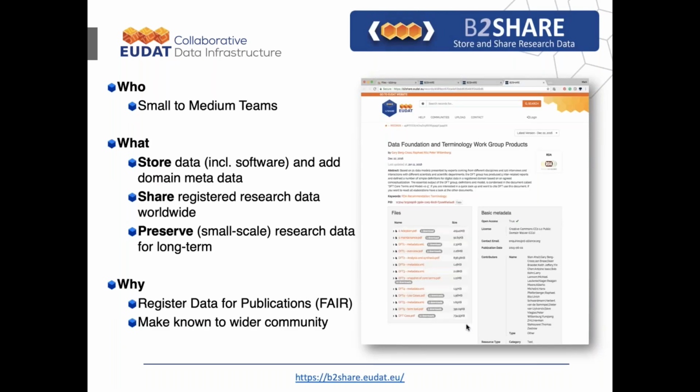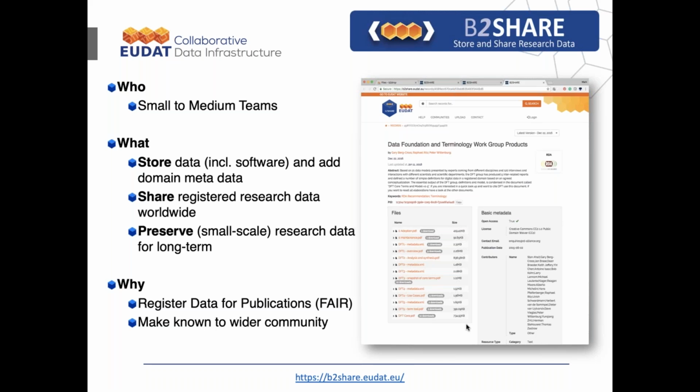The next service is B2Share. B2Share is the data repository service of EUDAT, where you can store small or medium data to be preserved for the long term. Every piece of data stored in B2Share will be assigned a PID, and the idea is that you publish your data in an open access way. It is possible to publish your data and set it as private, but be aware that the metadata of the data that you publish will always be public.